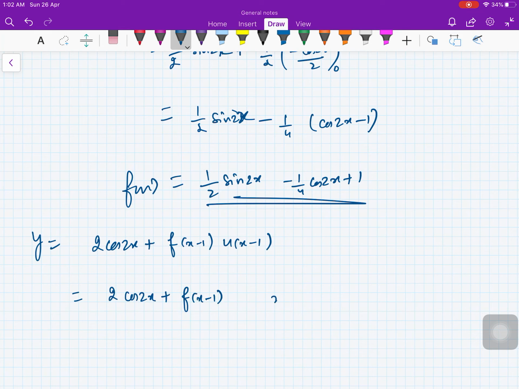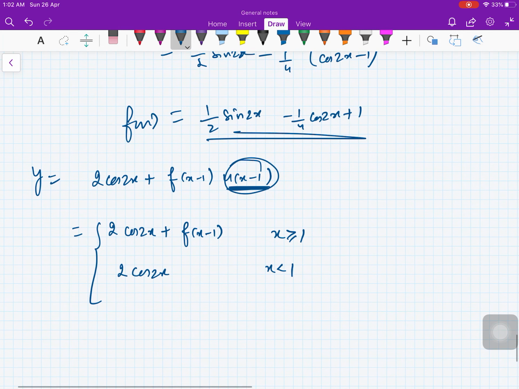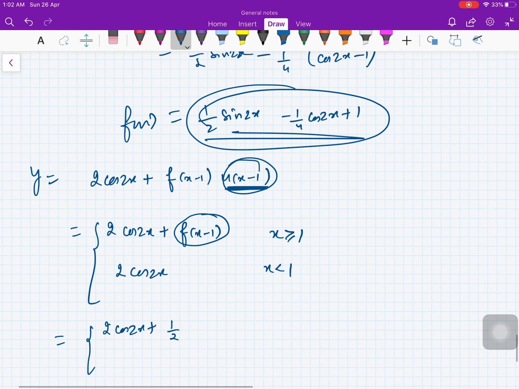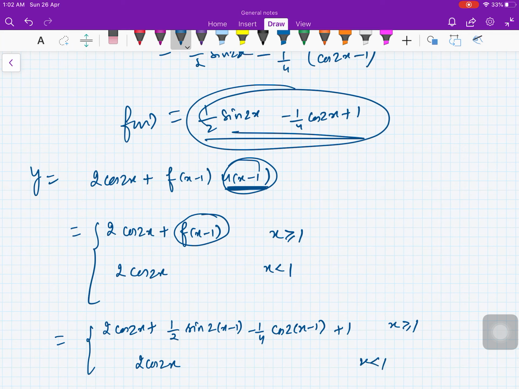So this is 2 cos of 2x plus f of x minus 1 for x greater than or equal to 1, because then it will take this value, and otherwise it is taking 0 value. So you have 2 cos of 2x for x less than 1. Now you can just put f of x minus 1. So this is 2 cos of 2x plus f of x minus 1. Replace x with x minus 1. So 1 by 2 sine of 2x minus 1 minus 1 by 4 cos of 2x minus 1 plus 1 for x greater than or equal to 1, and it is 2 cos of 2x for x less than 1. So this is how you will solve the problem.